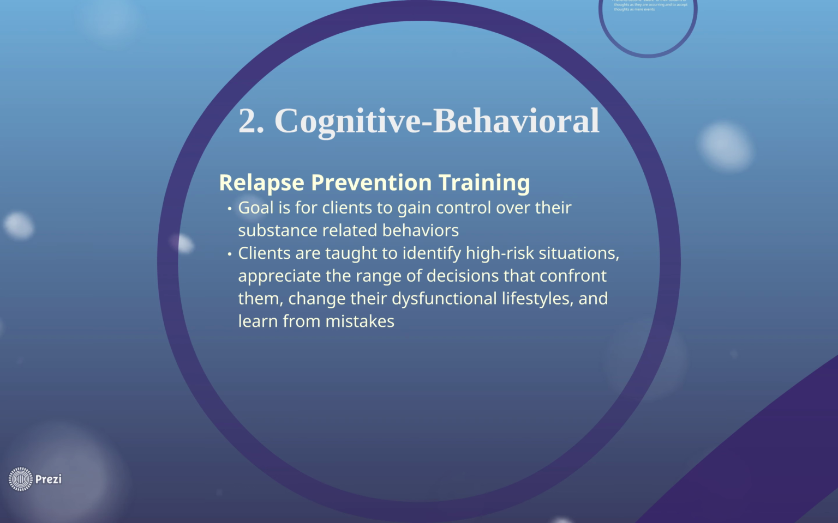With relapse prevention training, the goal for clients is to gain control over their substance-related behaviors. Clients are taught to identify high-risk situations, appreciate the range of decisions that confront them, change their dysfunctional lifestyles, and learn from their mistakes. A couple of strategies that therapists use that are specific to alcoholism are having clients keep track of when they are drinking and the situation that is around them, teaching their clients to cope with these situations without using alcohol, and then teaching the clients to plan ahead of time when they know they are going to be in a certain situation.